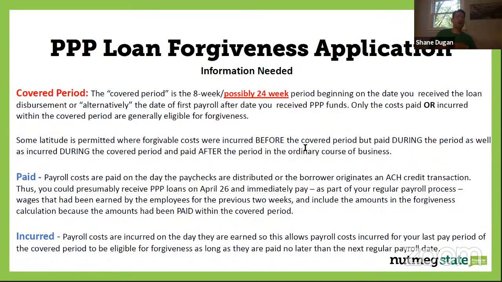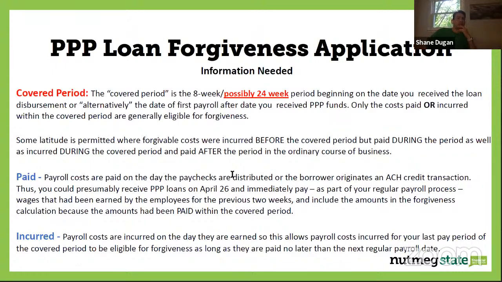Now, there was also clarification on what type of expenses you can use and when they were incurred, okay? So essentially, payroll is defined as when the paycheck is distributed to the employee or when the borrower originates the ACH funds, right? So if you pay somebody on April 30th, that would be the day that they consider that pay or that expense incurred by your business, okay? So it's important to just recognize that. Same thing goes for those other expenses as well, okay?